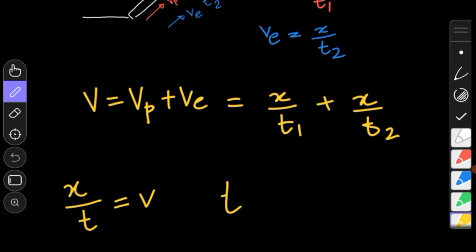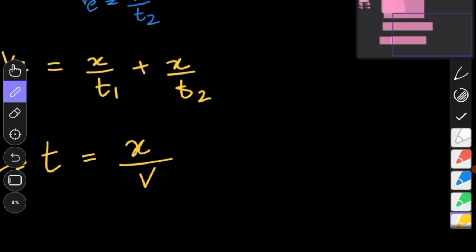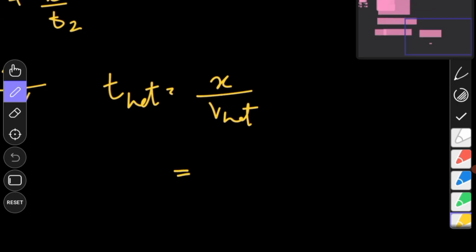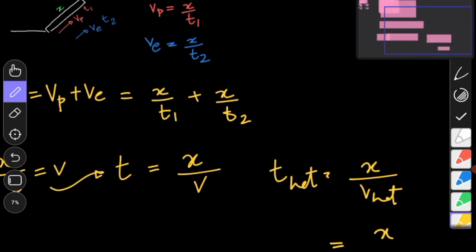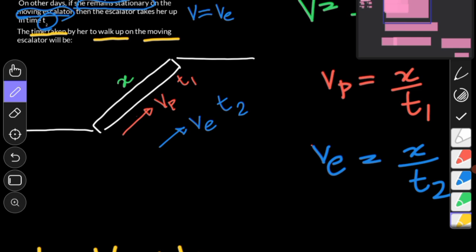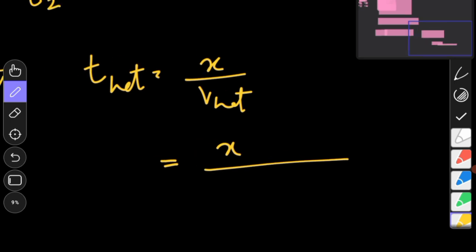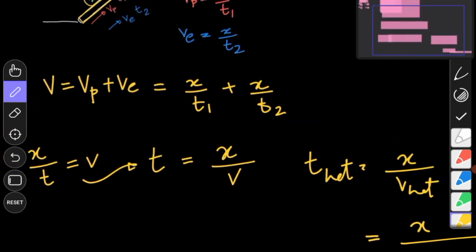So in order to find the time, we have to find the value of x by v. From this equation, on rearranging, we will get t is equal to x by v. So here the time period t net would be equal to x by v net. The displacement is x itself, because in the final case she is walking up the escalator and the escalator is moving, so there is no change in the total displacement, it is x itself. So that would be x by v net. We have already found the value of v net.